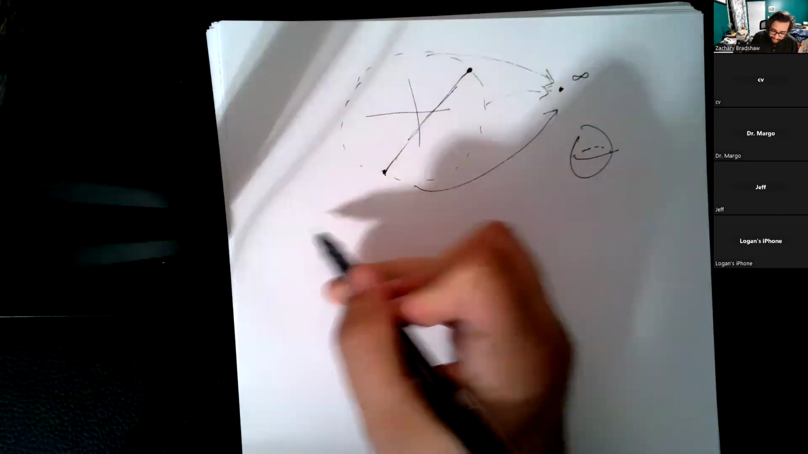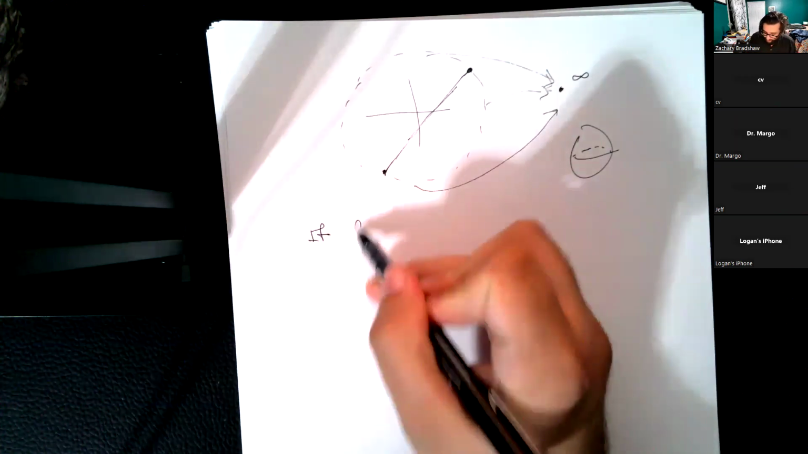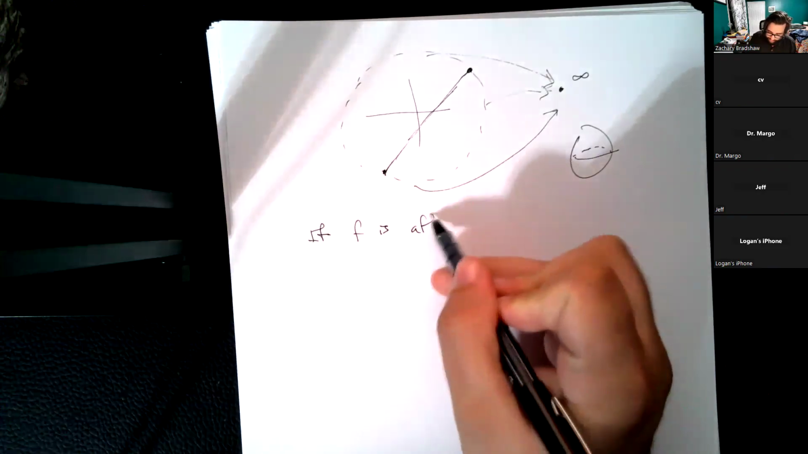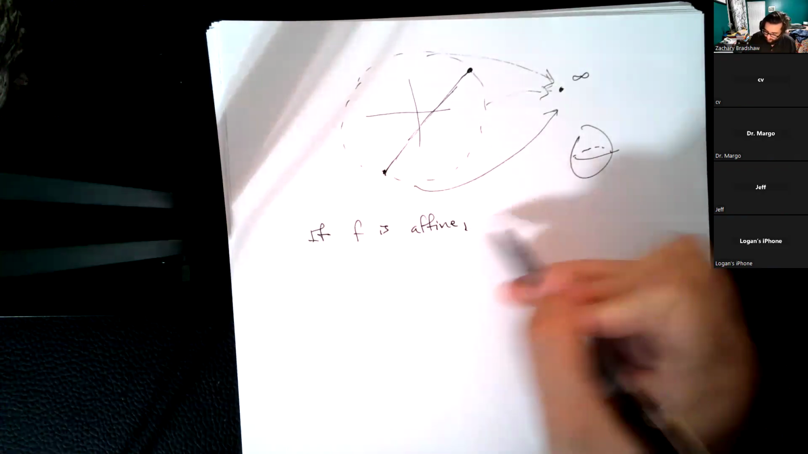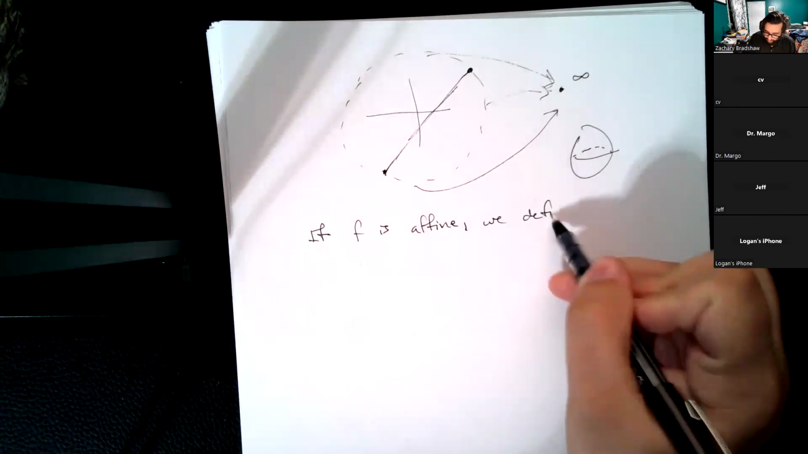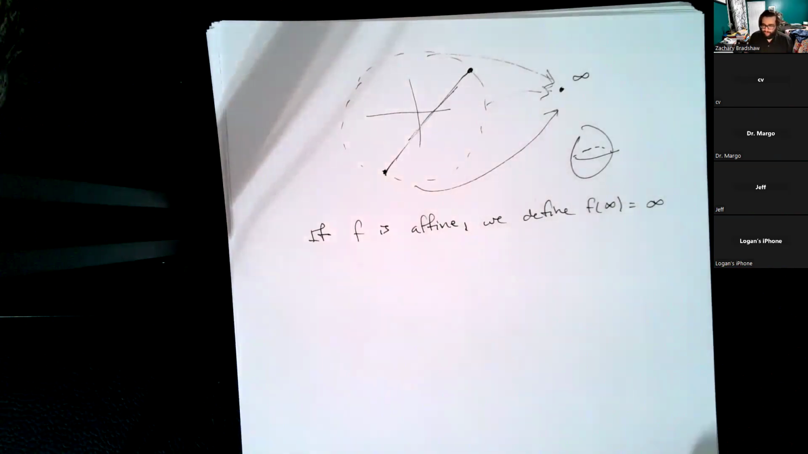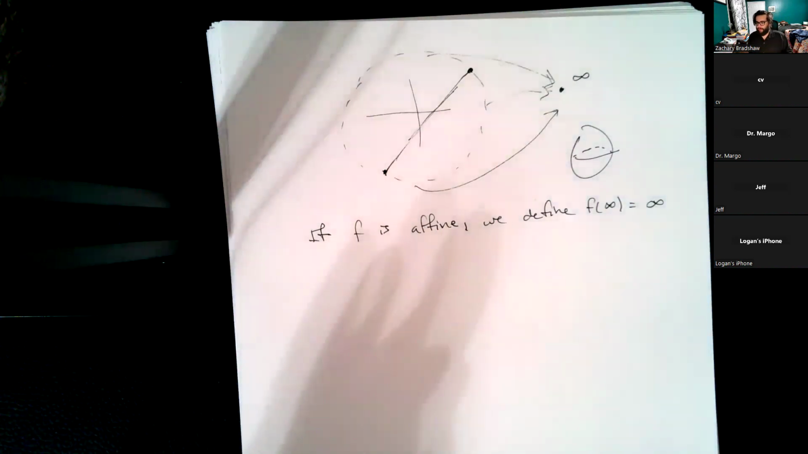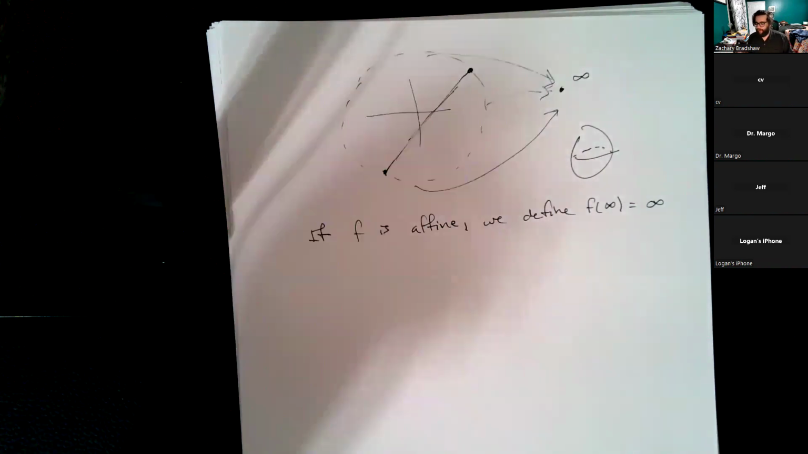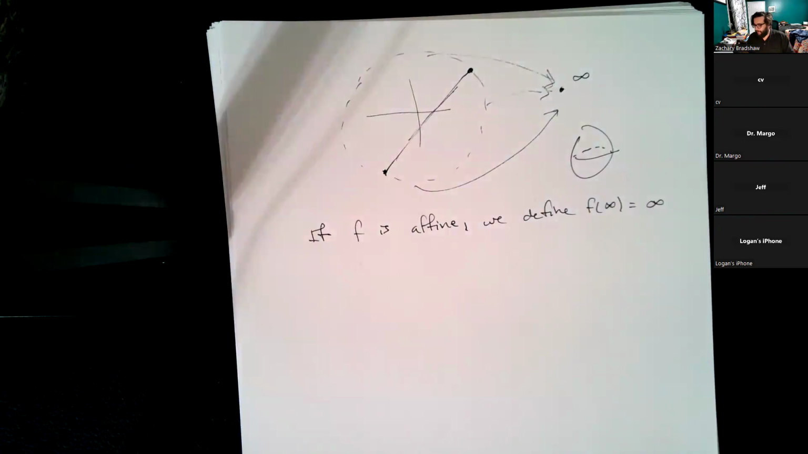So some things need to be pointed out. If f is affine, we define f of infinity just to be infinity. So the thing you would expect, right? I have az plus b, I plug in infinity, I would expect infinity out, right?